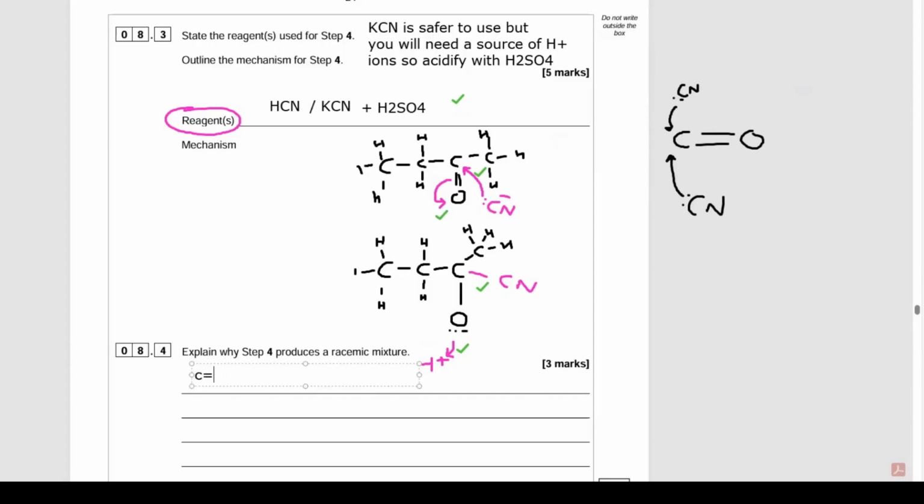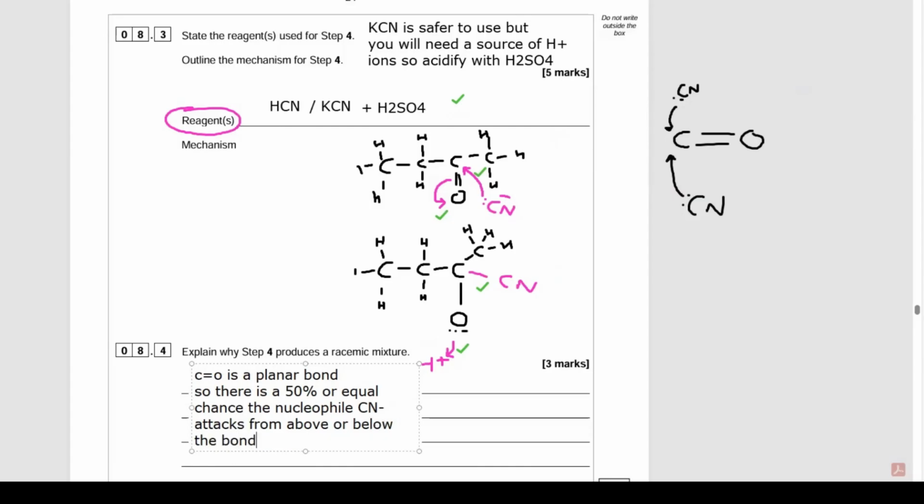And essentially, the carbonyl bond, the CO bond, C double bond O, is a planar bond, very much like the alkene C double bond. It's a planar bond. You've got no rotation around that bond. What that means is that the nitrile ions can attack from above or below the bond. So they'll either form above or below, and the probability of them attacking from either side is 50-50.